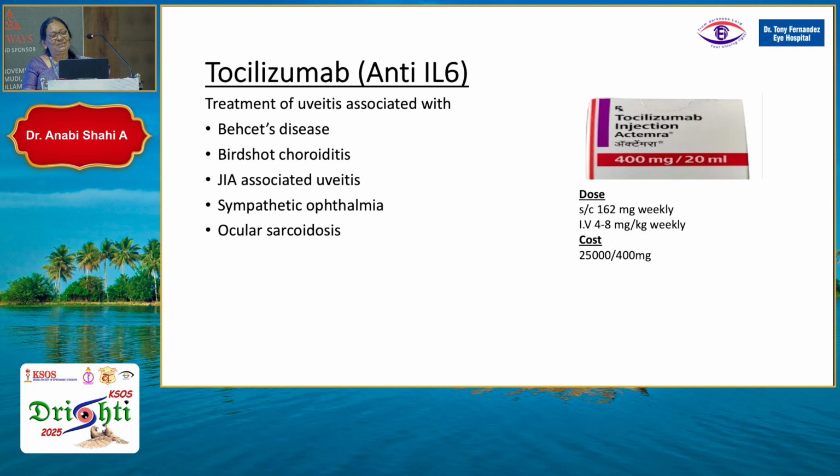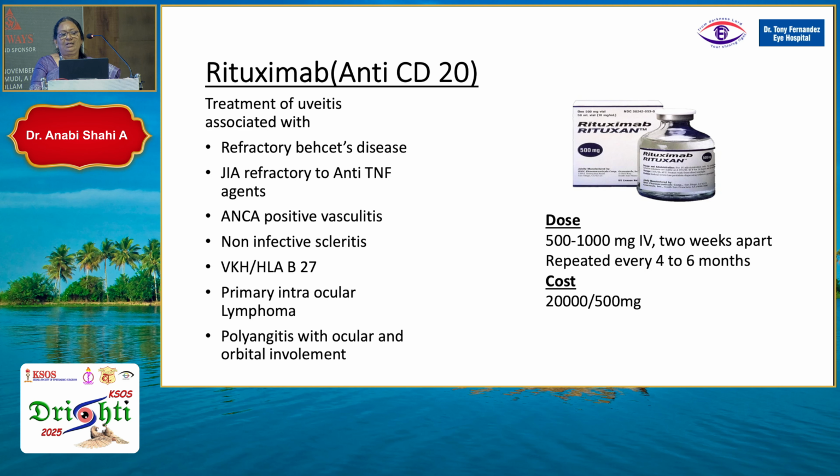Tocilizumab, it is used in the treatment of uveitis associated with Behçet's, birdshot choroiditis, again JIA, sympathetic ophthalmia, and ocular sarcoidosis. The indications are almost the same for all of these. Doses subcutaneous 162 milligram weekly, or IV 4 to 8 milligram per kilogram weekly. Cost is 25,000 for 400 milligram.